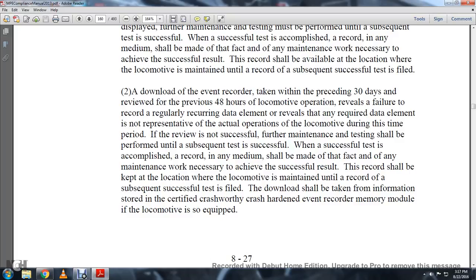2. A download of the event recorder taken within the preceding 30 days and reviewed for the previous 48 hours of locomotive operation reveals the failure to record a regularly recurring data element, or reveals that a recorded data element is not representative of the actual operation of the locomotive during this time period. If the review is not successful, further maintenance and testing shall be performed until a subsequent test is successful. When a successful test is accomplished, a record in a medium shall be made of the fact and of any maintenance work necessary to achieve the successful result. The record shall be kept in a location where the locomotive is maintained until the record of subsequent success is tested and filed.